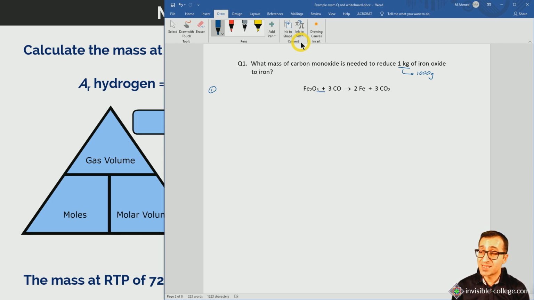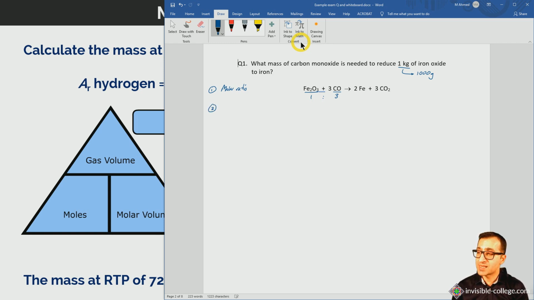But here in this case, we have the balanced symbol equation. The reason for this is that it gives you the molar ratio. The molar ratio is the ratio of the numbers of the particles that you're concerned with in the question. In this case, we're trying to work out the mass of carbon monoxide which is needed to react with this mass, 1,000 grams, of iron oxide. So these two are the substances in question, and the molar ratio is 1 to 3. So this is your first step in solving any calculation problem.